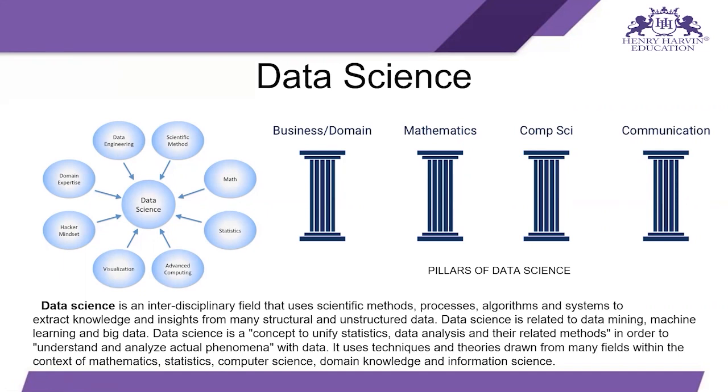And for that, the first thing you have to know if you come into the data science domain is that there are 4 basic pillars: business domain, mathematics, computer science, and communication. These 4 pillars are essential if you are trying to become a data scientist or come into the data science domain. You essentially have to know all these 4 pillars.